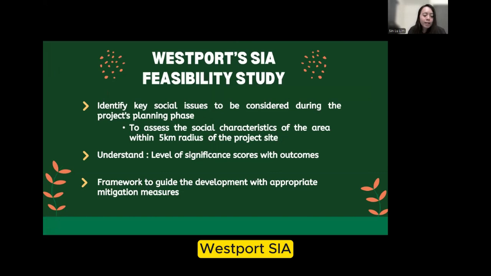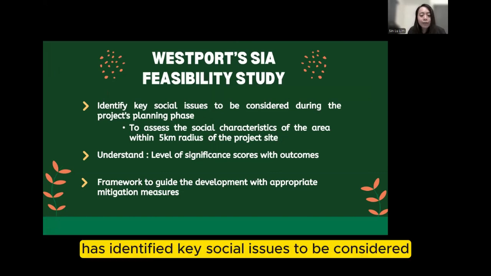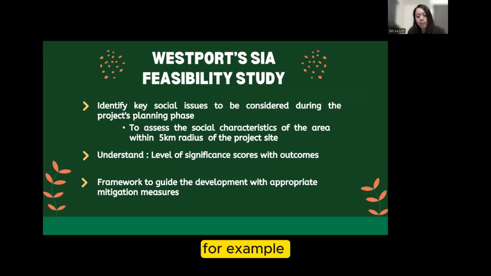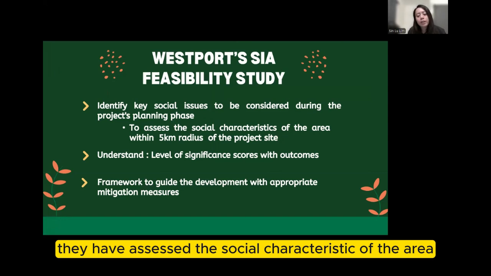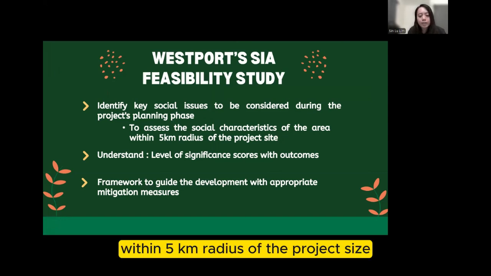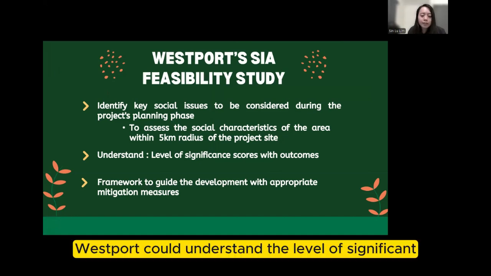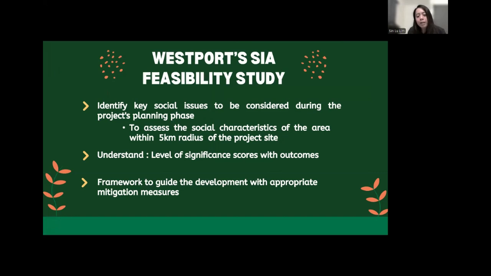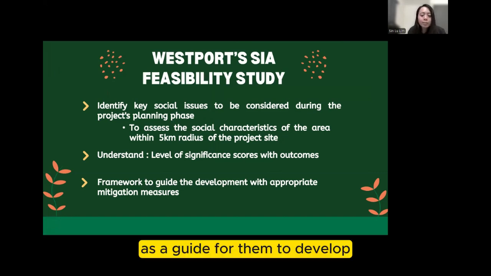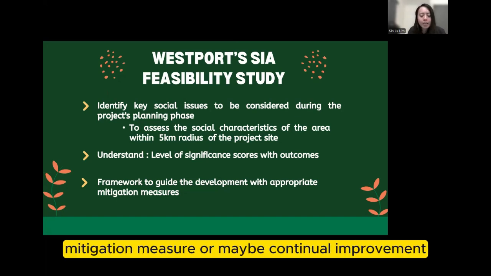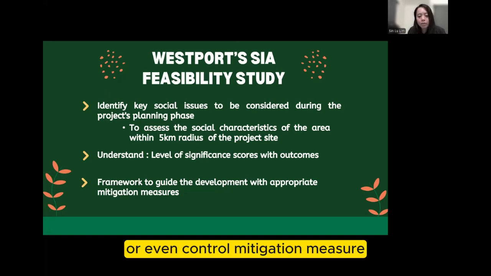So the Westport SIA feasibility study has identified key social issues to be considered during the project planning phase. For example, they have assessed the social characteristics of the area within a 5 km radius of the project site. By doing so, Westport could understand the level of significance score, with the outcome as a guide for them to develop appropriate mitigation measures such as immediate preventive measures, mitigation measures, or maybe continual improvement or even control mitigation measures.